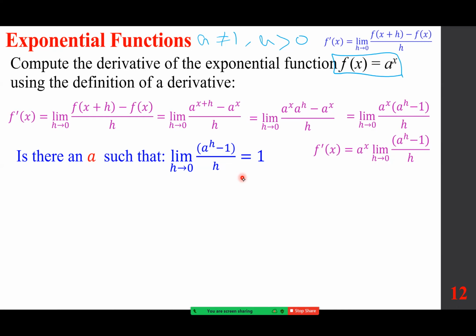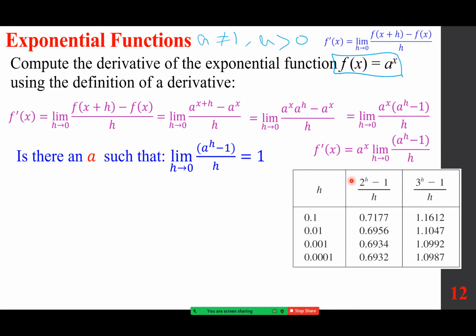This is done numerically. They look at various numbers. For example, they look at number 2. So look at this expression. Replace the a with number 2. Becomes 2 to the power of h minus 1 over h. And as h is approaching 0, we start with 0.1, make it smaller and smaller, and even smaller, closer to 0. And there seems to be that the limit is going towards this number, 0.69.